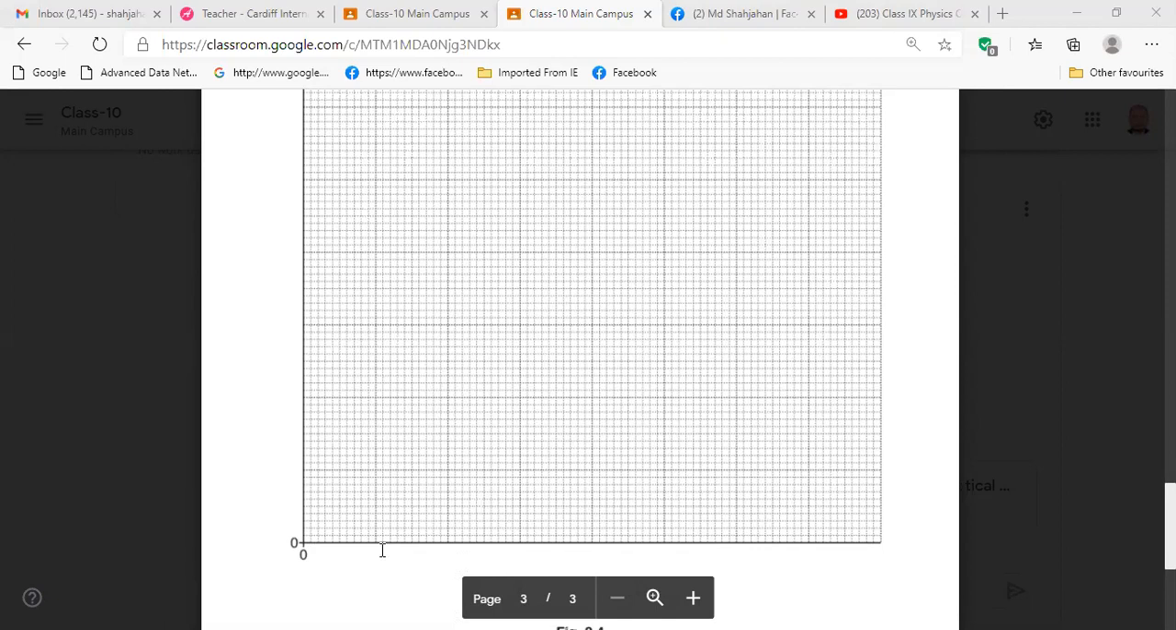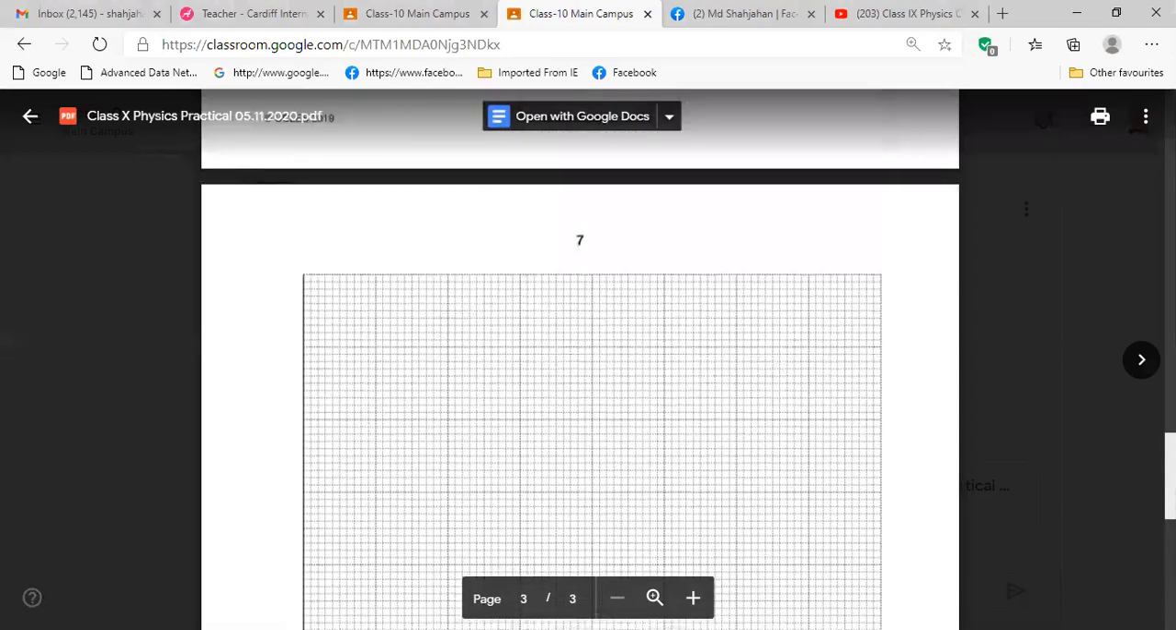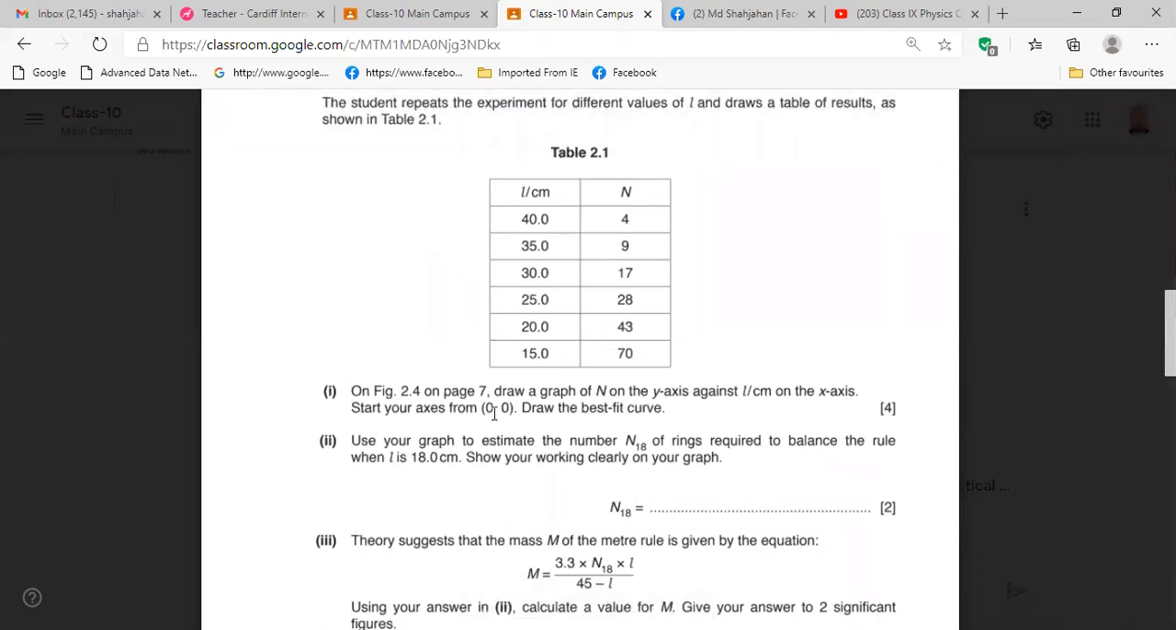Sir, will you show the readings? Yes, I will show the readings. The readings are here. Look, on the x-axis we have 0 to 40, because they told us to start the axis from 0. So we should start from 0 and check to 40. I have sent it on Messenger. Did you finish drawing? Yes sir, I sent it on Messenger, please check it. Okay, I'll see, no problem.